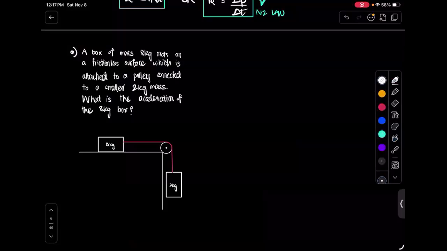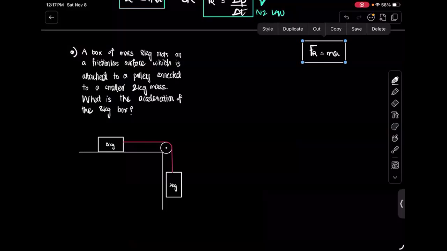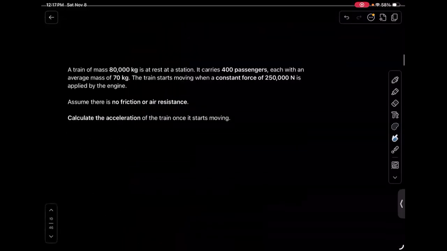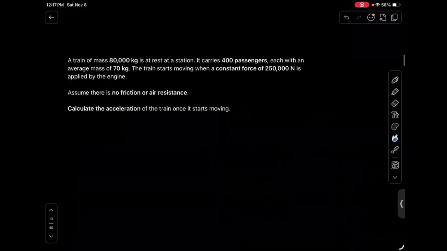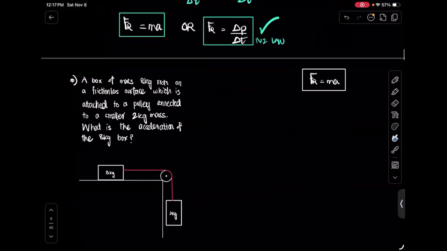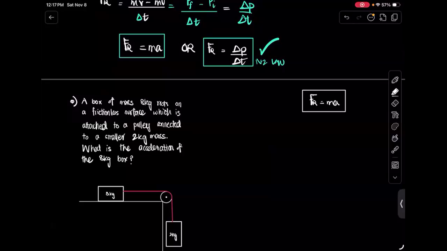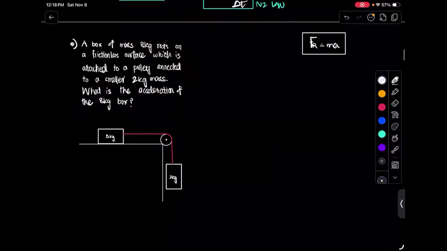We're going to be using delta P over delta T pretty soon as well. But first, let's solve a few difficult questions for F equals ma. F equals ma seems pretty easy to use, but it gets slightly complicated when you're doing different questions. We'll come back to delta P over delta T in a bit. But first, let's master ma, because that's the one you're already familiar with.